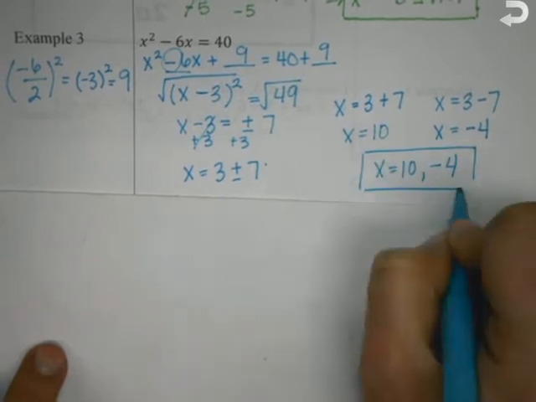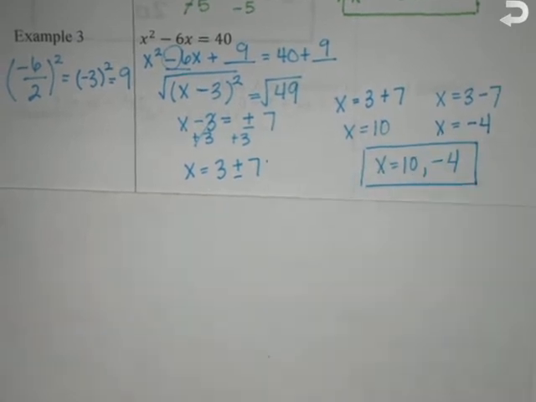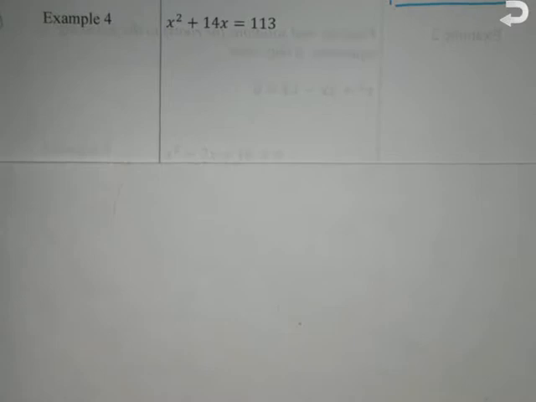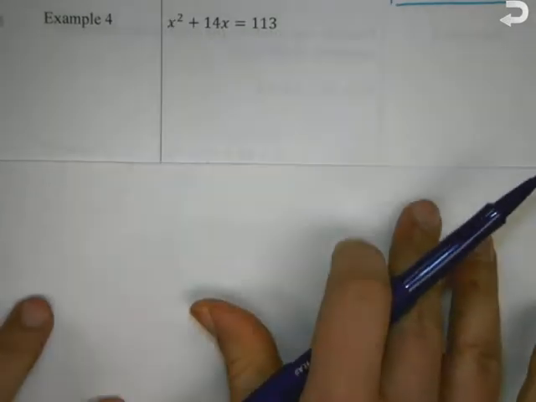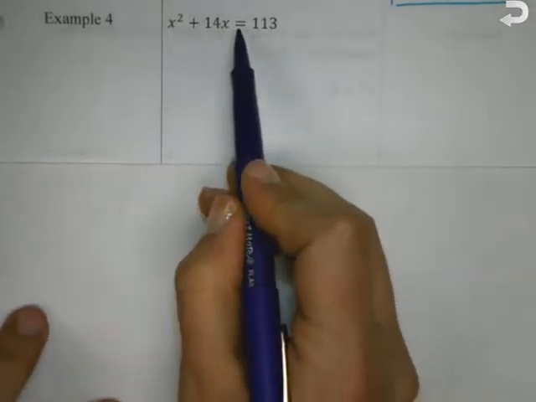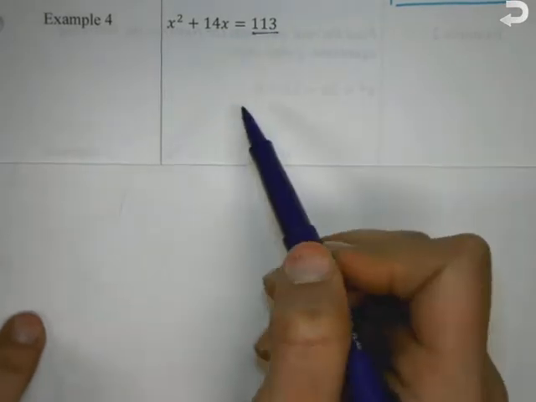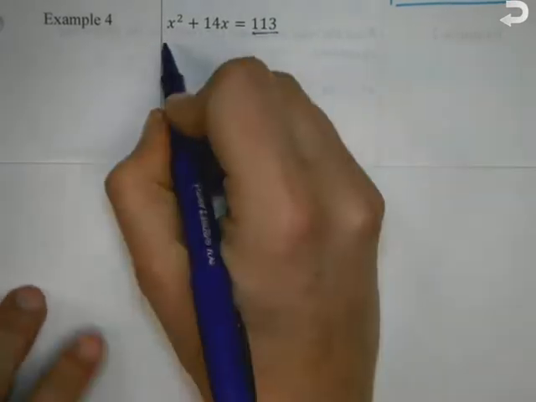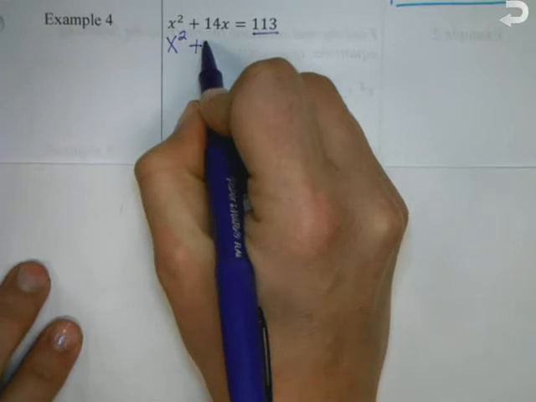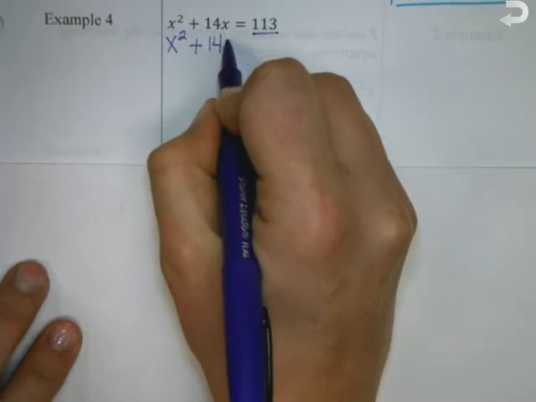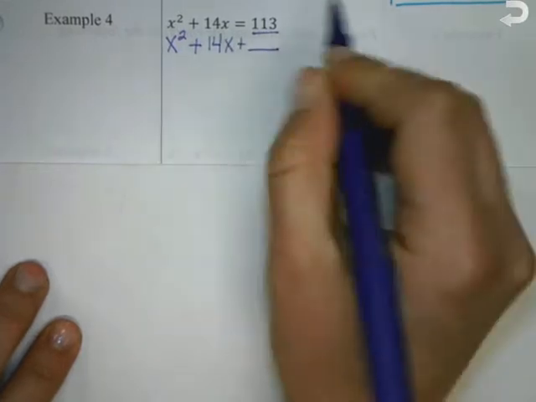For example 4, I have x squared plus 14x equals 113. 113 is my constant, and it's already on the right-hand side, so we can go straight to drawing in my blanks. x squared plus 14x plus blank equals 113 plus blank. And I need to figure out what goes in those blanks.